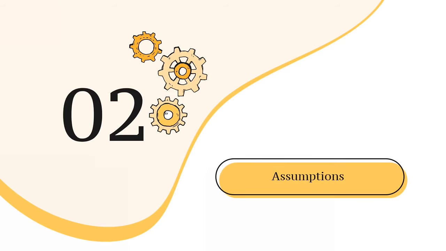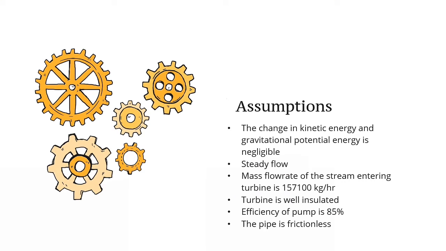Now let's move on to the second part, which is the assumptions. In order for us to solve the calculation, we have made several assumptions. The first assumption is that the change in kinetic energy and gravitational potential energy is negligible. Second, the process is in steady flow. Third, the mass flow rate of the steam entering the turbine is 150,100 kg per hour. Fourth, the turbine is well insulated. Fifth, the efficiency of the pump is 85%. And lastly, the pipe is frictionless.